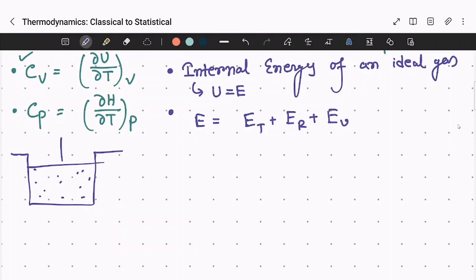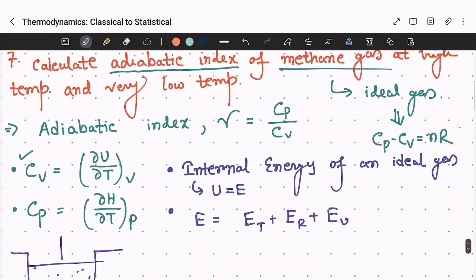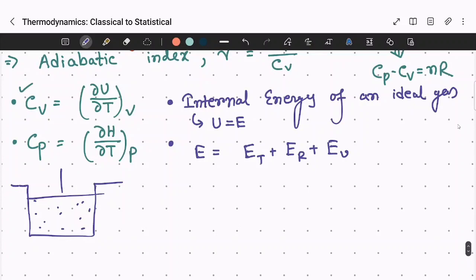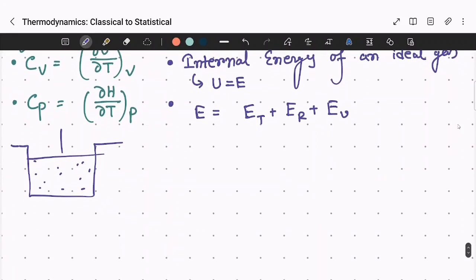If it is a monoatomic gas, let's say helium gas, one atom is identical to one molecule, so there is no vibrational energy. Vibrational energy will be there when more than one atom is included in the molecule. Then there will be vibration within the molecule, then E_V will be there. This is for methane gas, so there will be non-zero E_V. We have to consider that. But how will we calculate E_T, E_R, E_V?